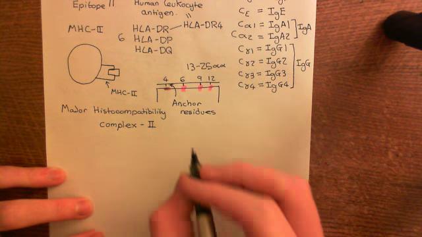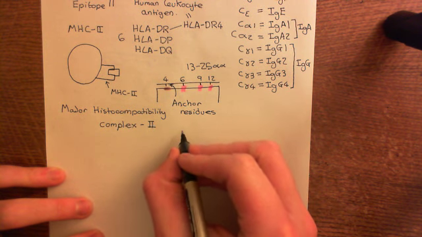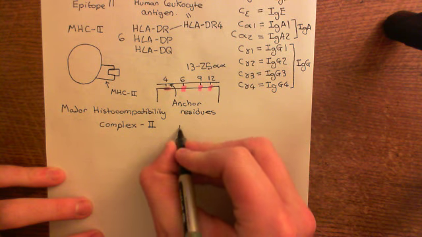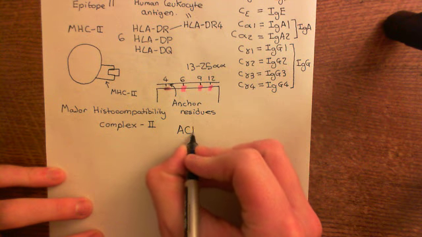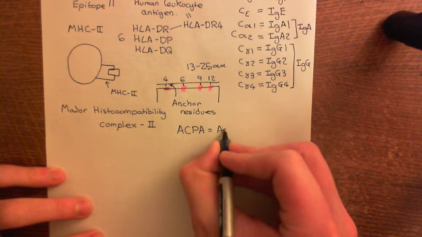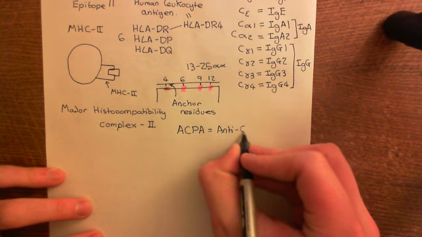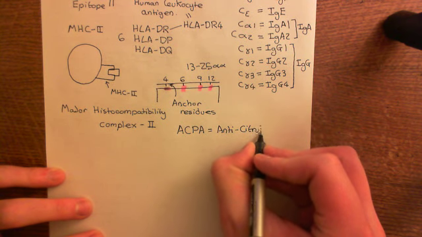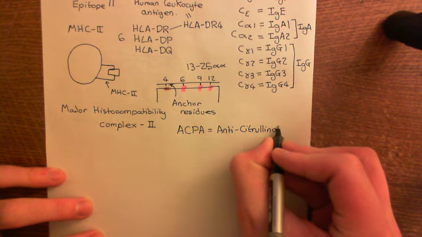Now, these antibodies, however, have been given a name. They are often referred to as ACPA. This stands for, the first A, antibodies, citrullinated proteins, that's the CP.